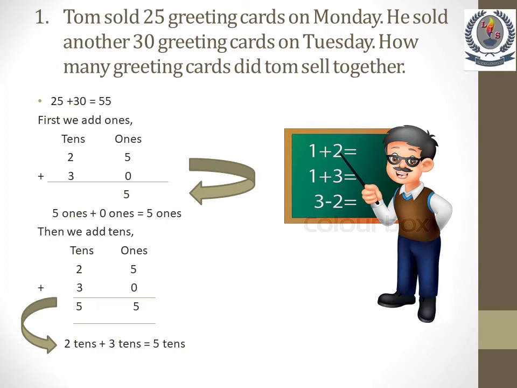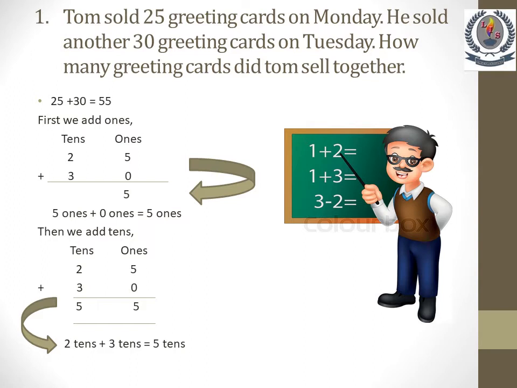How many greeting cards did Tom sell on Monday? That is 25. How many greeting cards did he sell on Tuesday? 30. What is the question asking you to find? The total number of greeting cards Tom sold altogether. How can you find this number? By adding 25 and 30.